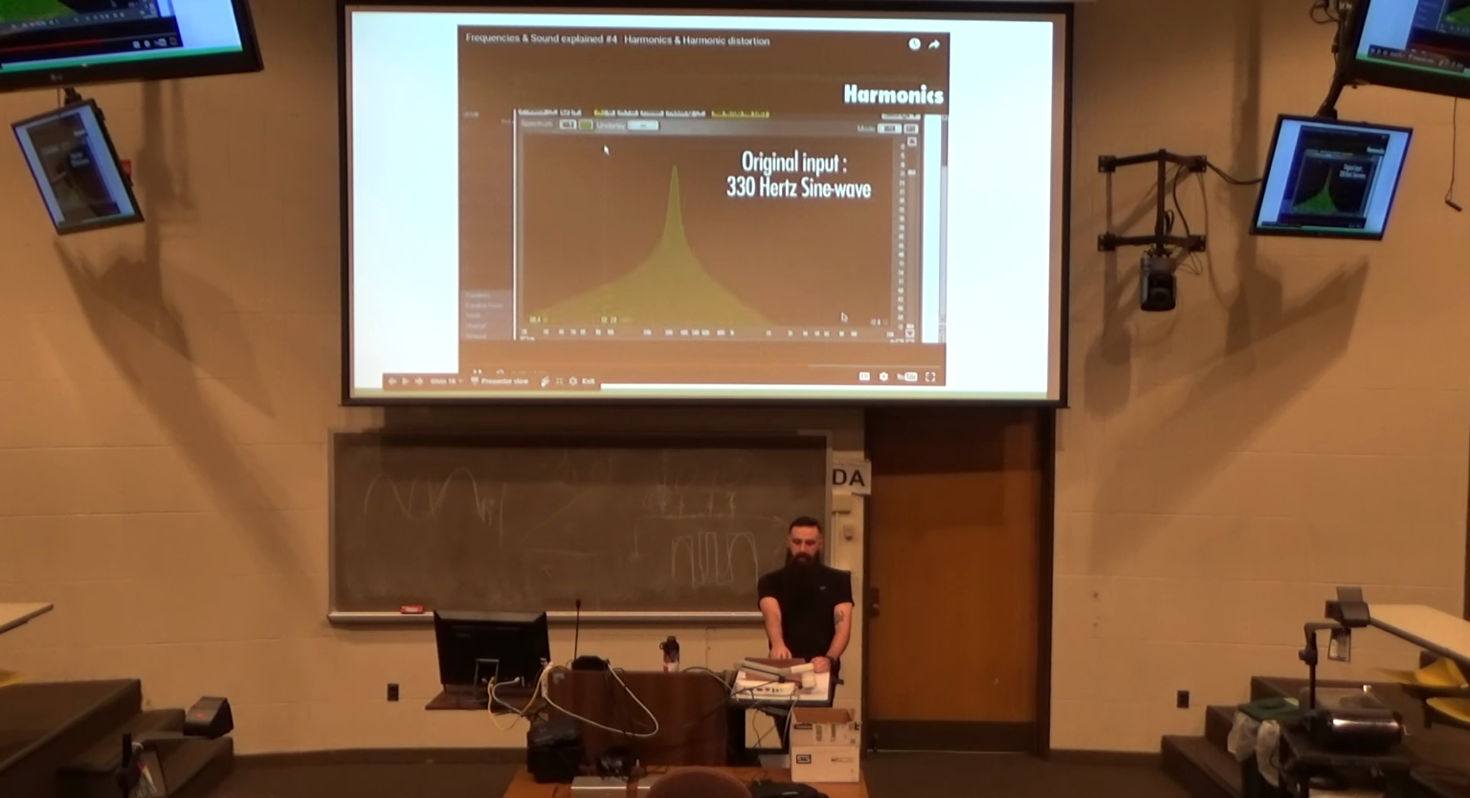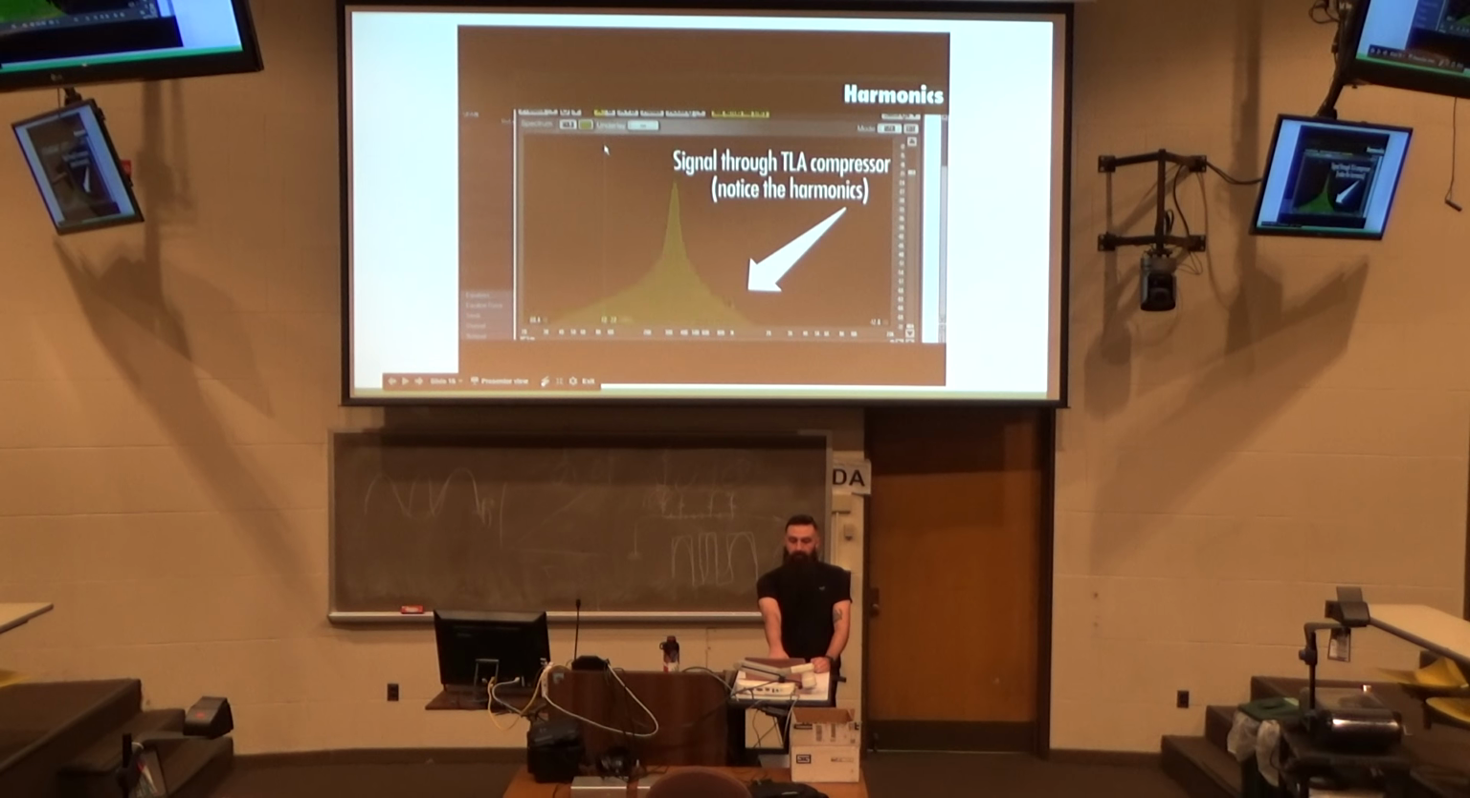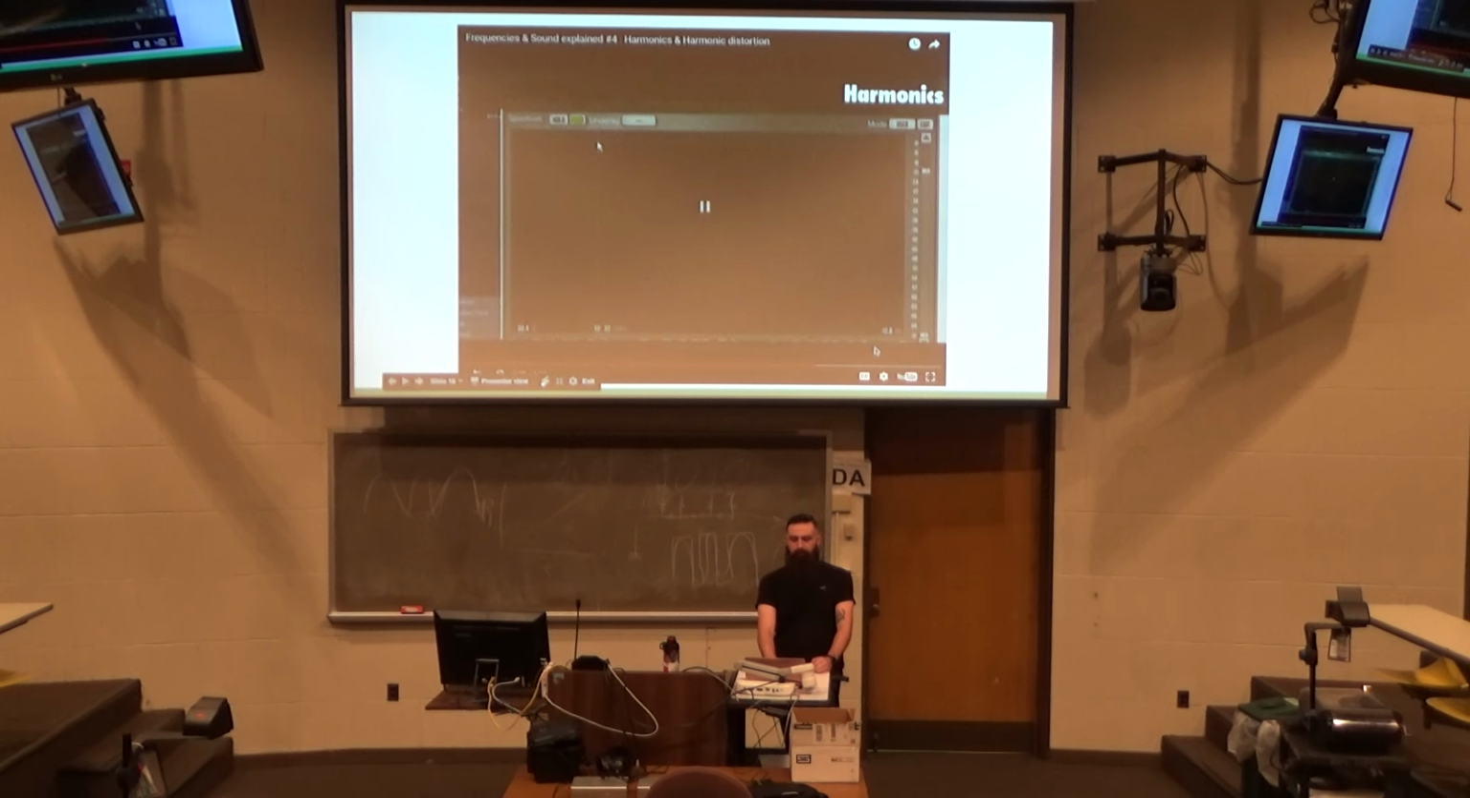So you can see the harmonic waves. That is after it's put through the device. So first he plays it, and then he plays it after it's been put through the device. And you can see the second and third harmonics are very prominent after it's been put through the device.